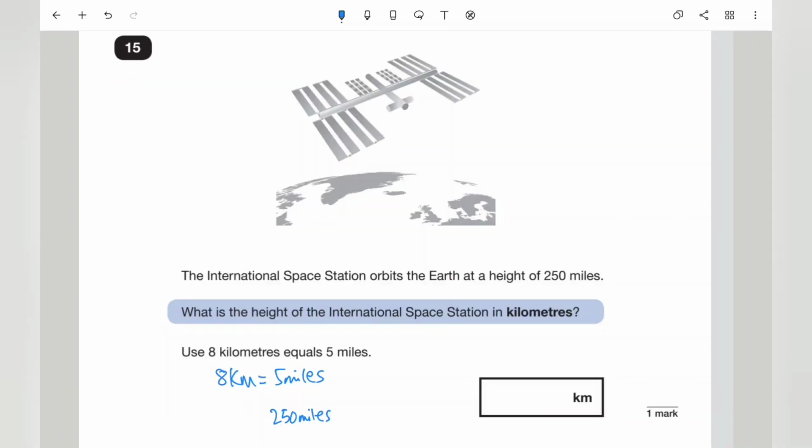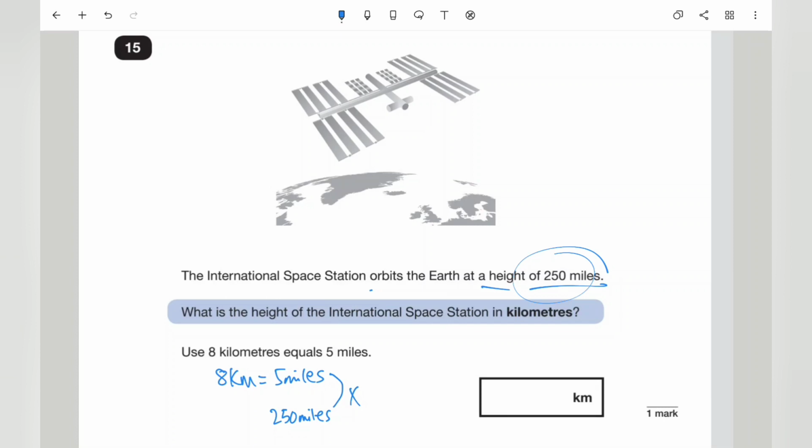Here's the final word problem. So it reads, the International Space Station orbits the Earth at a height of 250 miles. What is the height of the International Space Station in kilometers? Use 8 kilometers equals 5 miles. So we know 8 kilometers equals 5 miles. And if you look at the question, once it's orbiting the Earth, it's at a height of 250 miles. So we need to see how to go from 5 to 250.